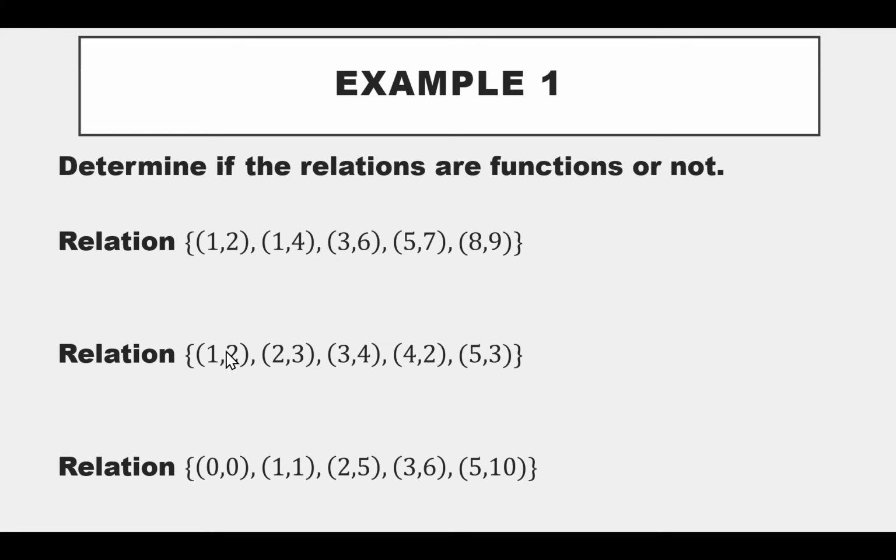Notice that 1 is sent to a unique value. 2 is sent to a unique value. 3 is sent to a unique value. 4 is sent to a unique value. 5 is sent to a unique value. So the second relation is a function. It's perfectly fine that multiple things got sent to the number 2 and that multiple things got sent to the number 3. That's okay with a function. So that second relation is a function.